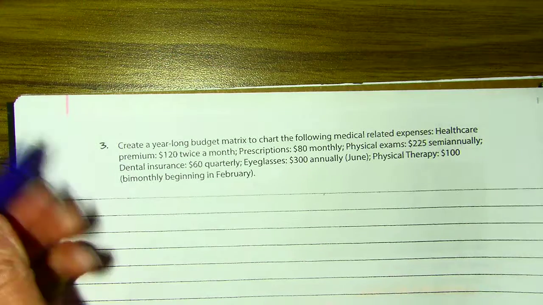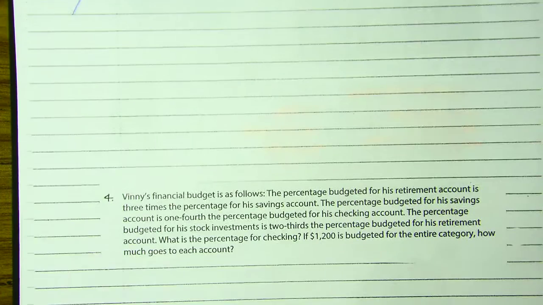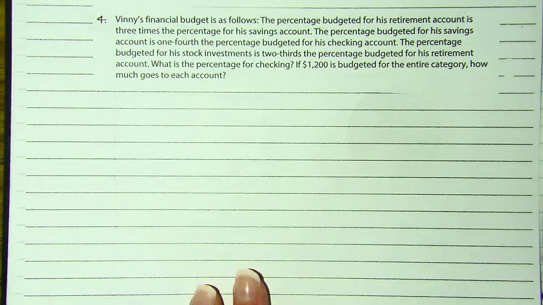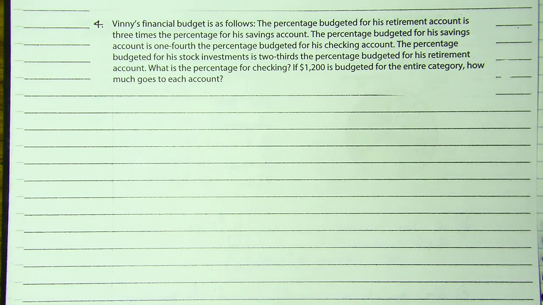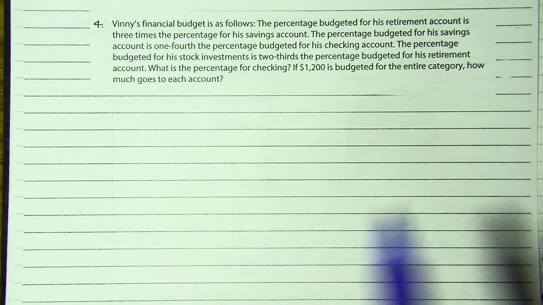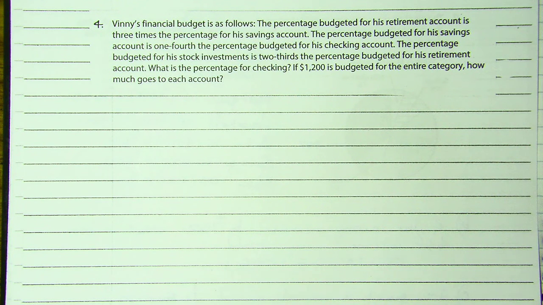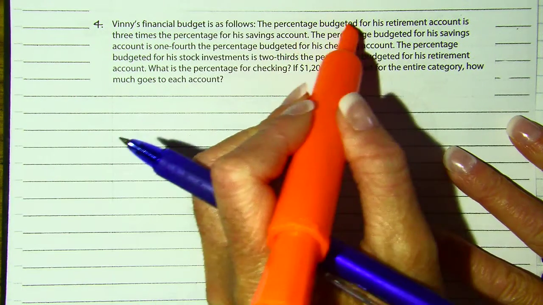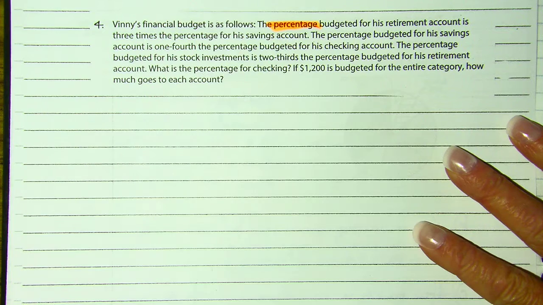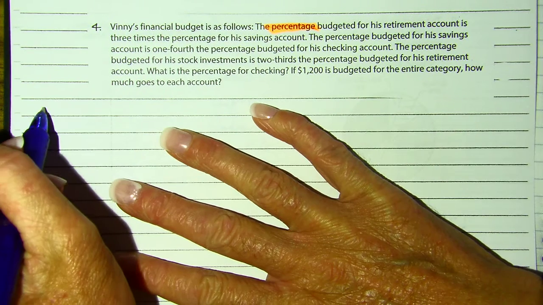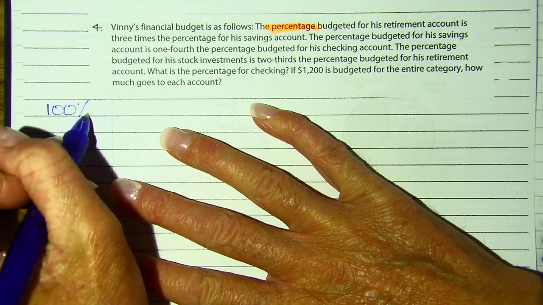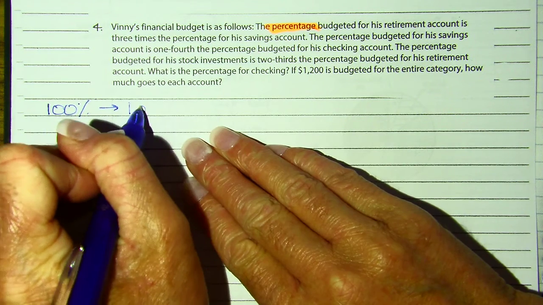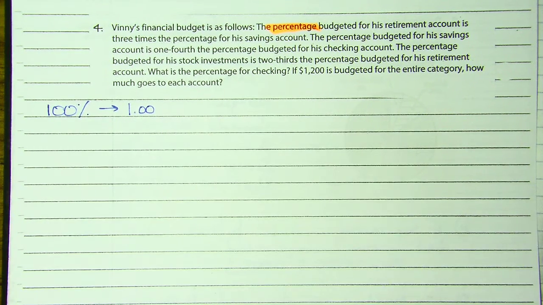Next, I'm going to skip 3 because you don't have to do it. Number 4. Number 4 is a hard problem, but it is on your homework. So I'm going to use letters for each of these. So here we go. Vinny's financial budget is as follows. The percent budgeted, remember this is talking about percent. So something I know about percent is the total is 100%, but this as a decimal is 1.00. So we're going to remember that as we look at this.